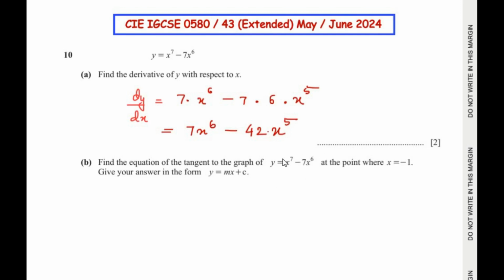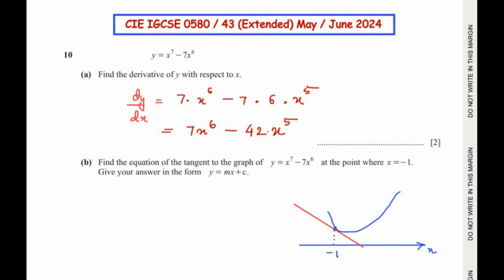For example, let us say that a part of a curve of this equation looks this way. A tangent is drawn to the curve at x equal to negative 1. If this is our x-axis, x equal to negative 1 is somewhere over here on the x-axis. So a tangent is drawn at x equal to negative 1, and maybe it touches the curve this way. So we have to find out the equation of this tangent when it touches the curve at x equal to negative 1. For that, we have to consider the derivative of y which we got in part A of this question.